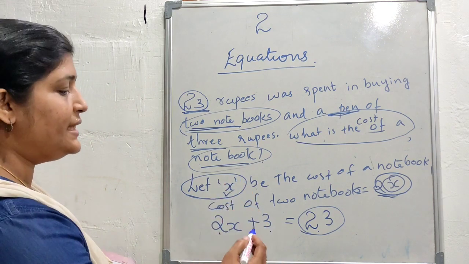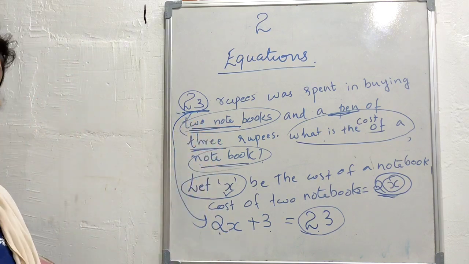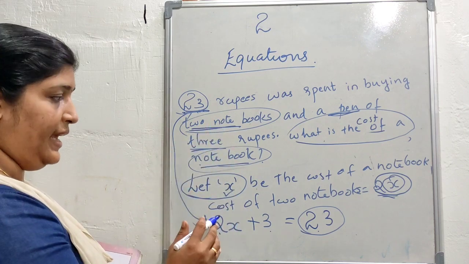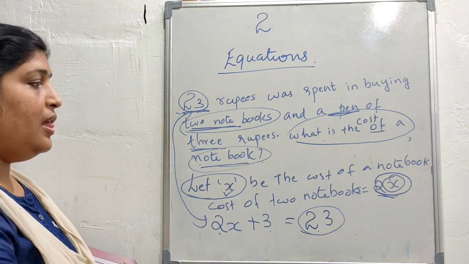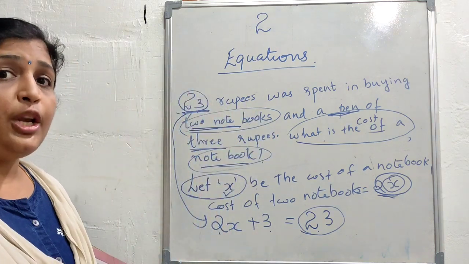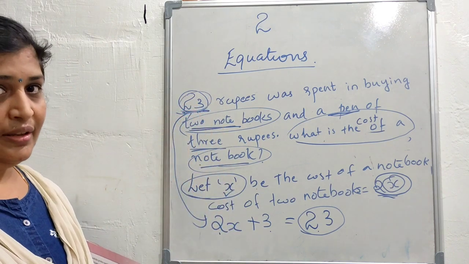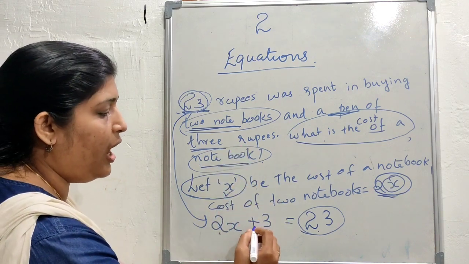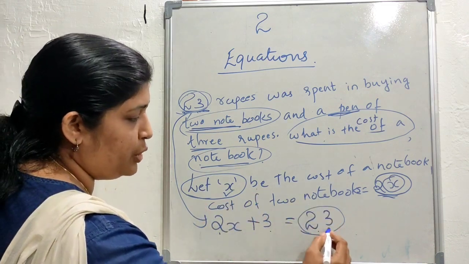So this is the algebraic equation based on this question. So what is the first step? First take the cost of the notebook as x. And in the question it is given that the cost of 2 notebooks and a pen of cost 3 rupees, total cost is 23 rupees. So just write according to the question, that is 2x plus 3 is equal to 23.